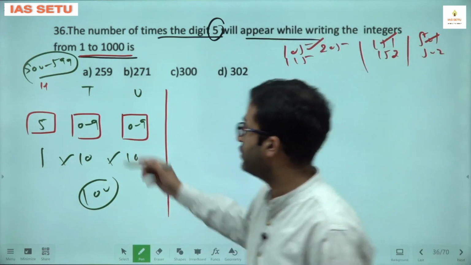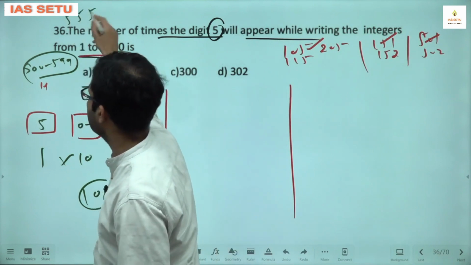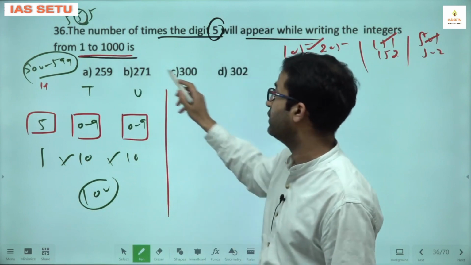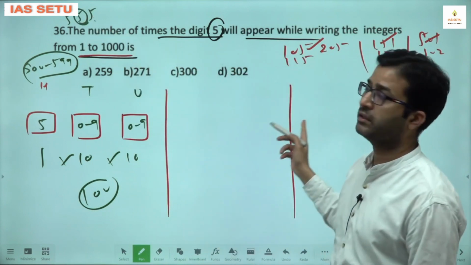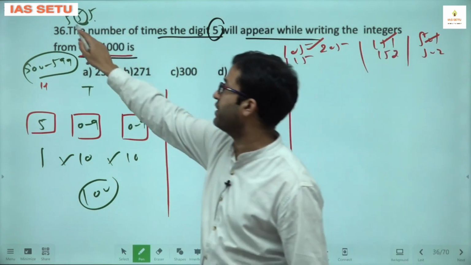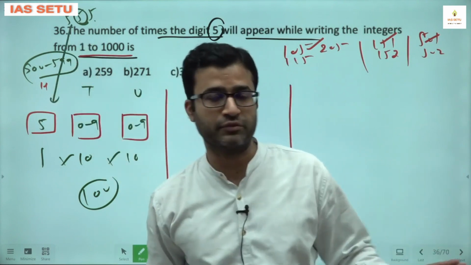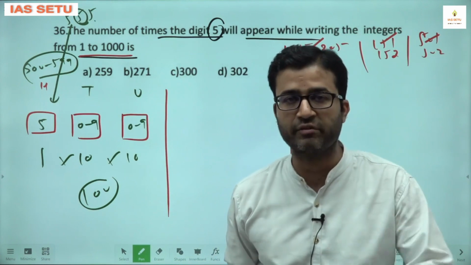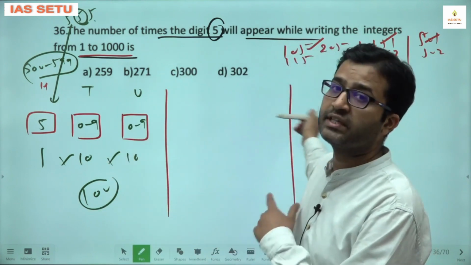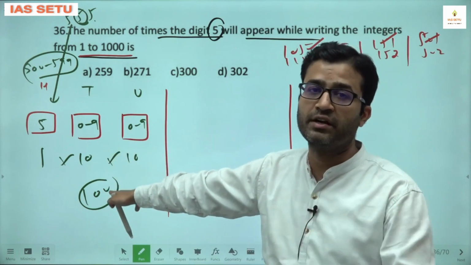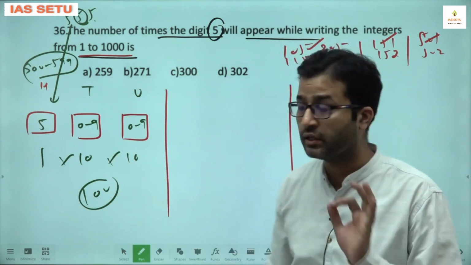Some students ask, sir, what about 555? Here 5 comes thrice. Wait, this 5 I will take care of here, this 5 I will take care of here. This is just for this 5. Just concentrate on where 5 is at the 100 place. We are not bothered about 5 at the 10 place or 5 at the unit place. That will be counted separately. Here, 5 at the 100 place, total such numbers are 100, which are 500 to 599.